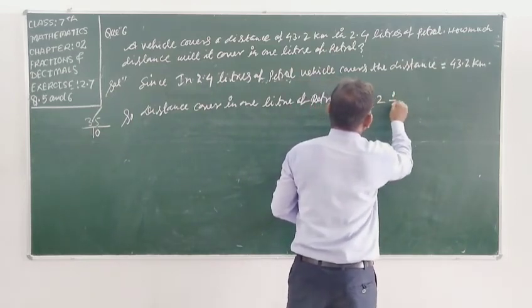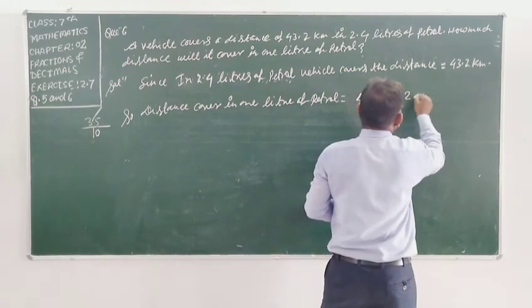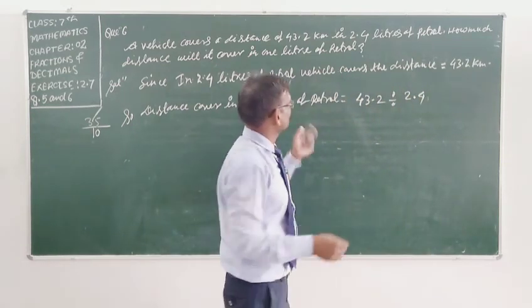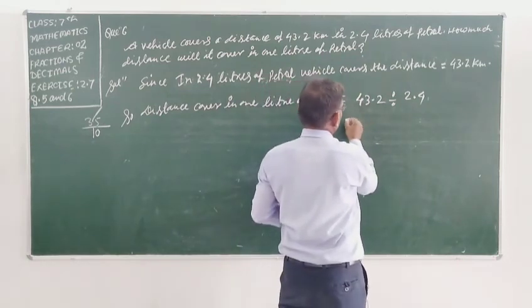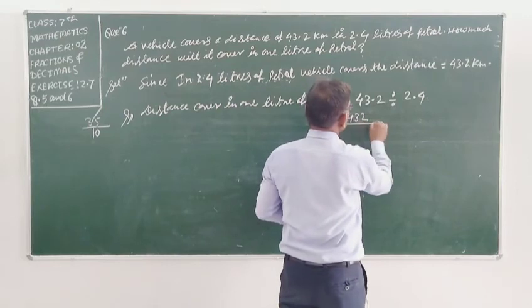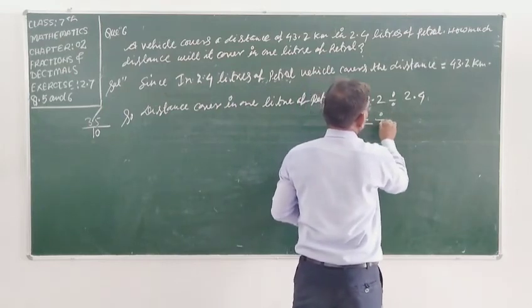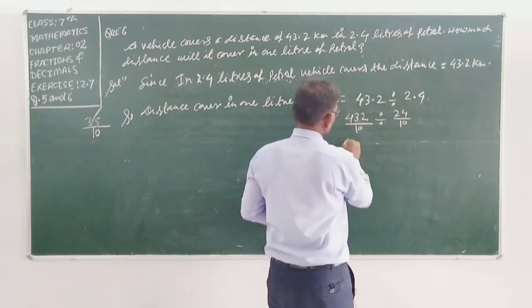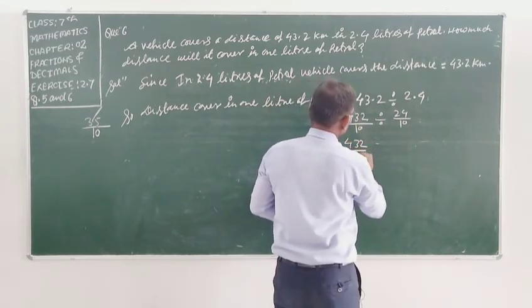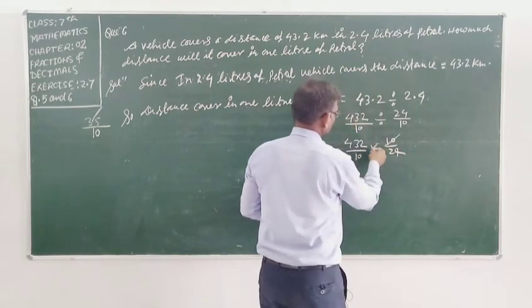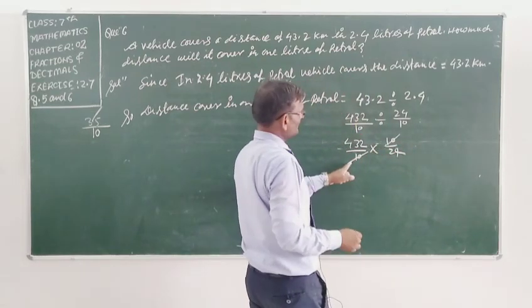So student, we will divide. Means 43.2 divided by 2.4. Very easy student. According to question number 3, divide it. Firstly, change in fraction form. 432 upon 10 divided by 24 upon 10. Now student, 432 upon 10 into 10 upon 24. Now 10 by 10 cancel.